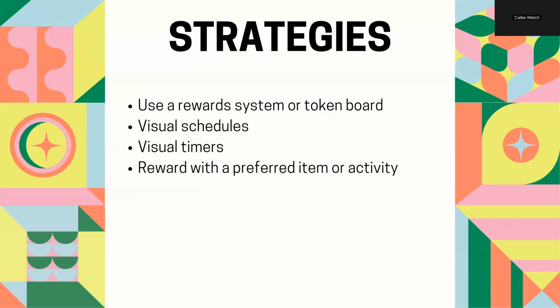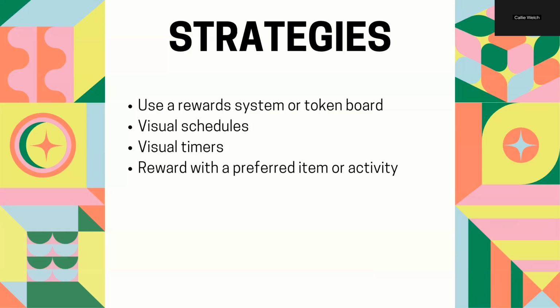So some strategies we can use: a reward system or a token board, and I'm going to explain that more in just a minute. Using visual schedules so students know what's next, what they're supposed to be doing, how much time they have to do this. That can help because they know that they're not going to be in this situation forever. So that's not going to be an all day situation. Things are going to change and they're going to rotate through classes. And then visual timers, again, we talked about those already.